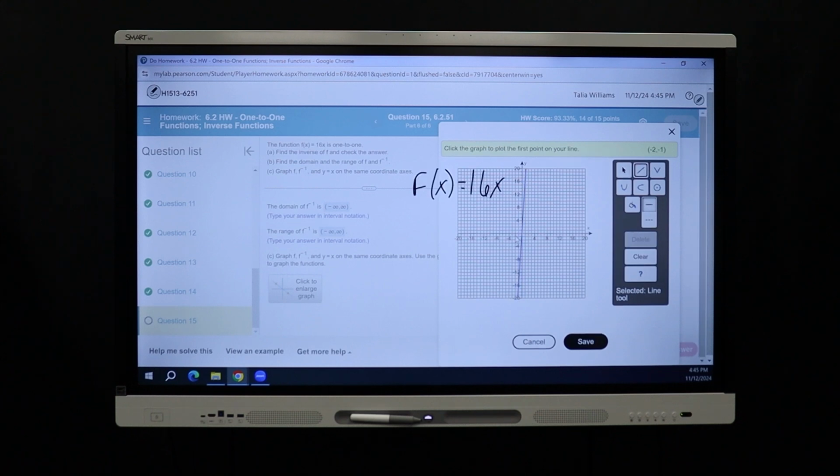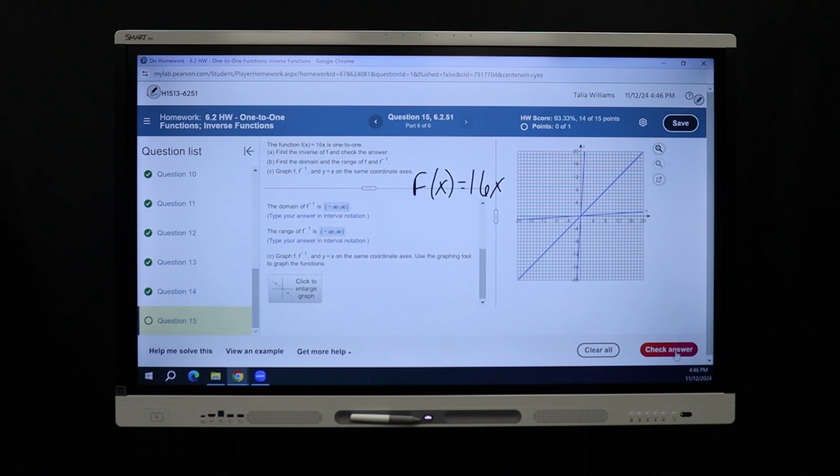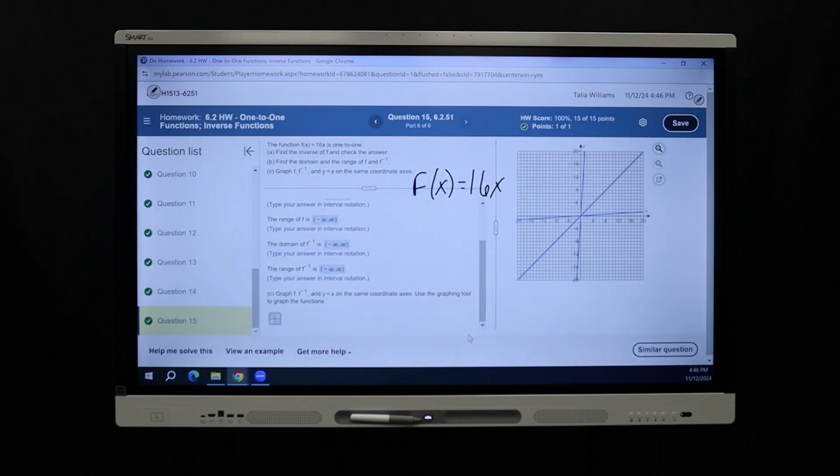And then our other one, we have 0, 0. And our inverse was x over 16, so that's going to be right 1. It'd be up 1 over 16. But they also want us to graph y equals x. When you do y equals x, it's 0, 0, and then your slope is 1 over 1. Don't forget your y equals x. And that's that lesson.